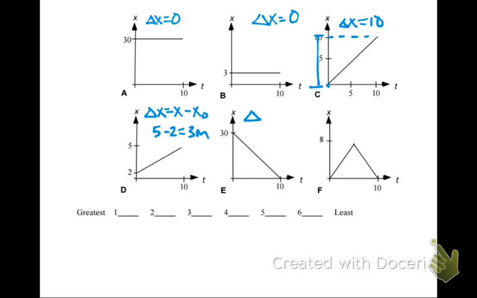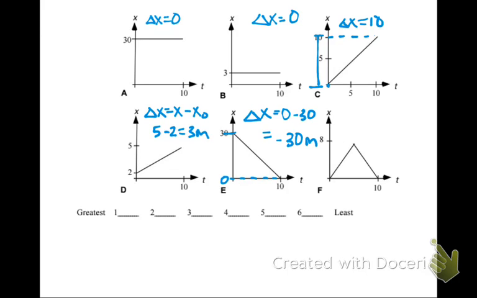Next one, what do we got? What's this one? Is that negative? Negative 30? Let's do the math. Because if it's final minus initial, my final position is where it ends. So my final position is 0, and my initial position is 10. 0 minus 10 gives us negative 30 meters.